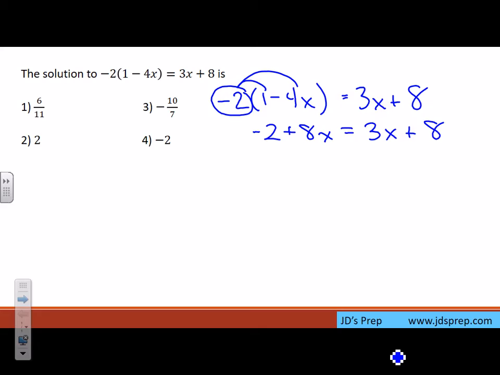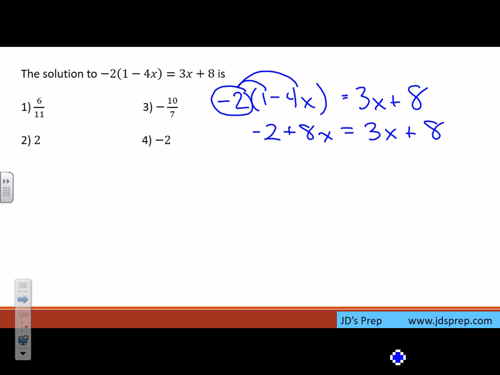And now we're going to add and subtract terms to each side of the equation so that we get all the variable terms, the ones with the x, on one side, and all the constant terms without the x on the other side. When moving terms to opposite sides of the equation, we want to make sure that we are doing the opposite of the sign of the term that we're moving.